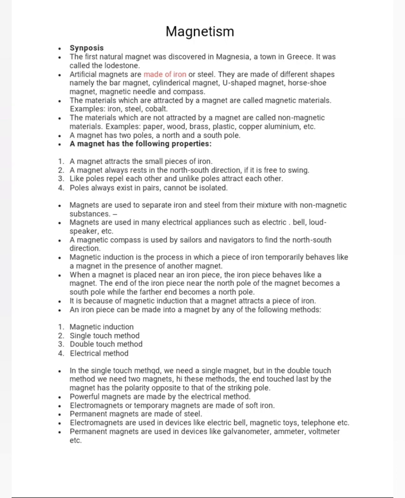Magnets are used to separate iron and steel from their mixture with non-magnetic substances. Magnets are used in many electrical appliances such as electric bell, loudspeaker, etc. A magnetic compass is used by sailors and navigators to find the north-south direction. Magnetic induction is the process in which a piece of iron temporarily behaves like a magnet in the presence of another magnet.